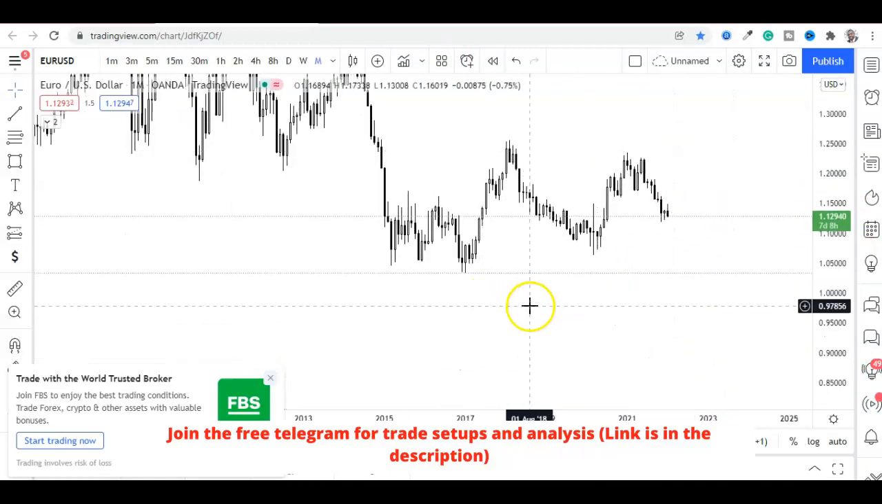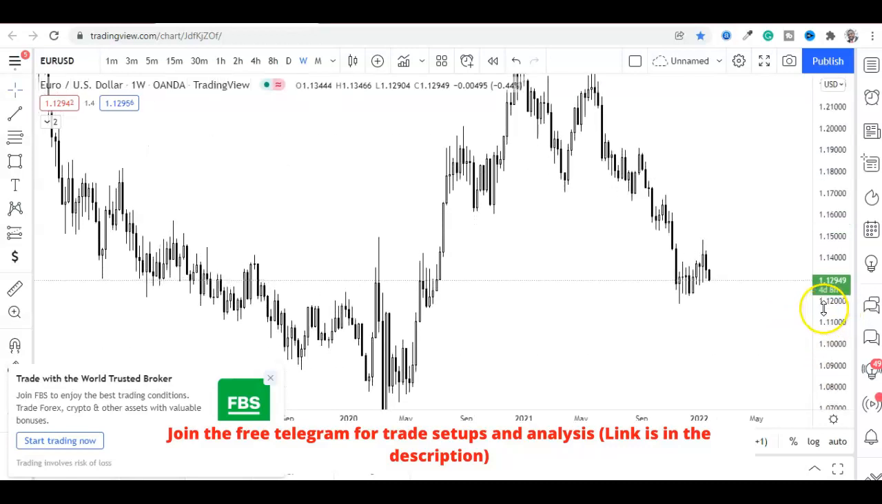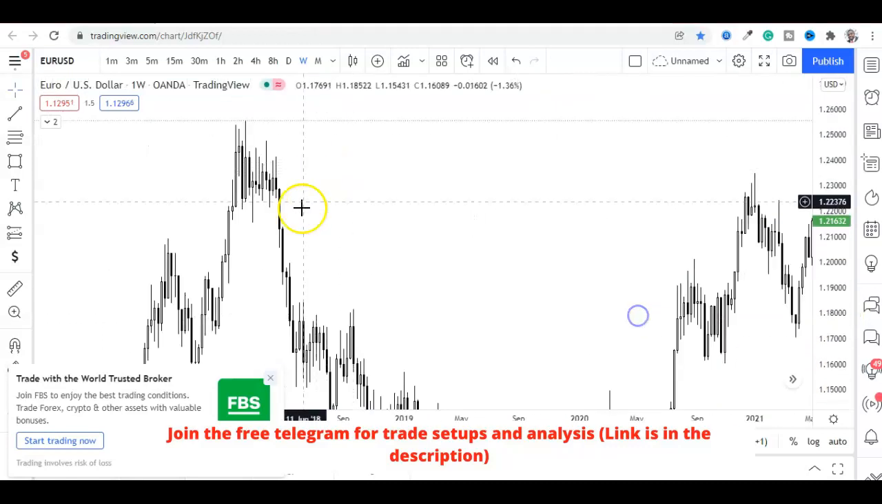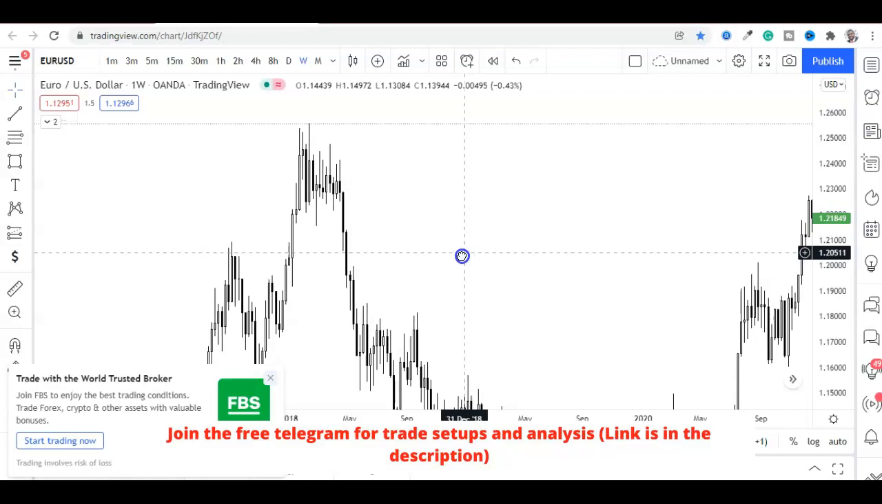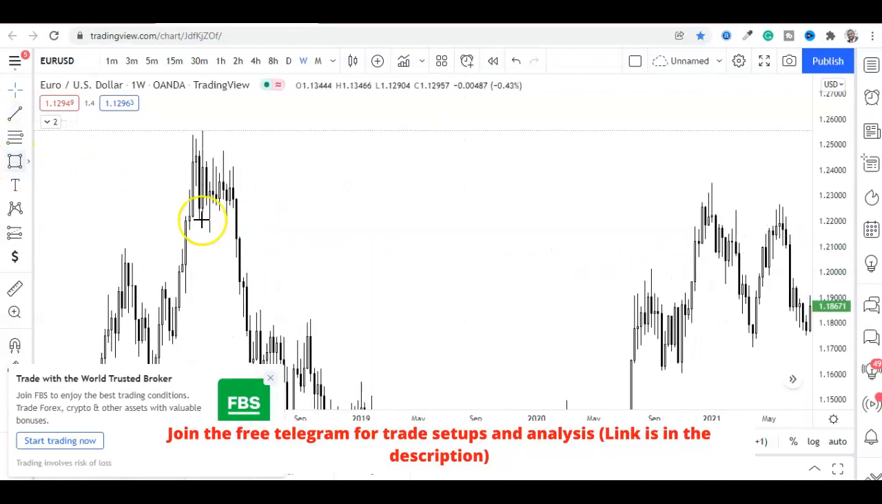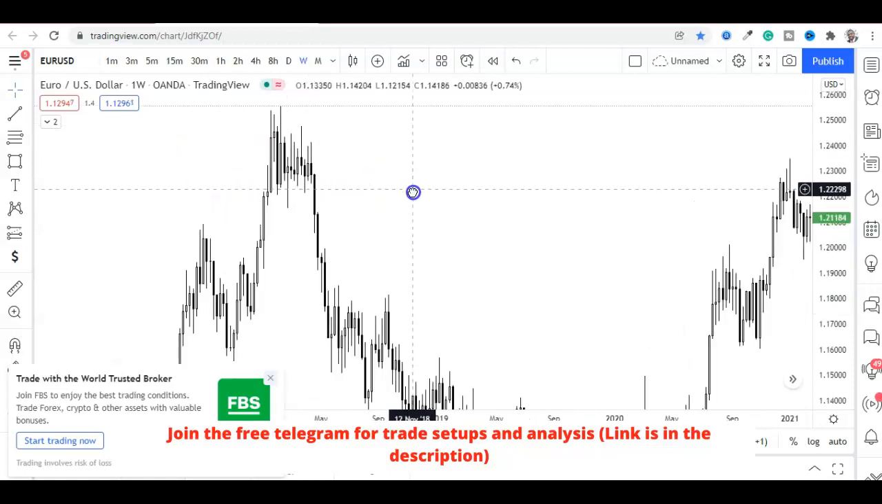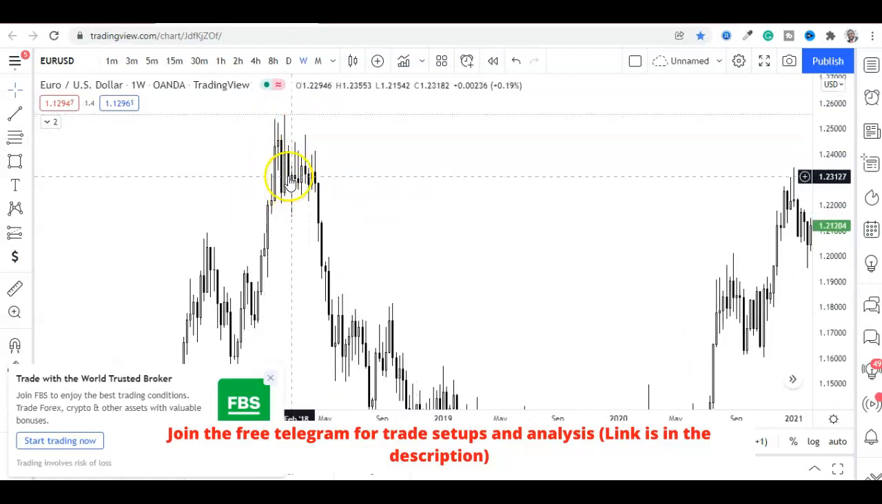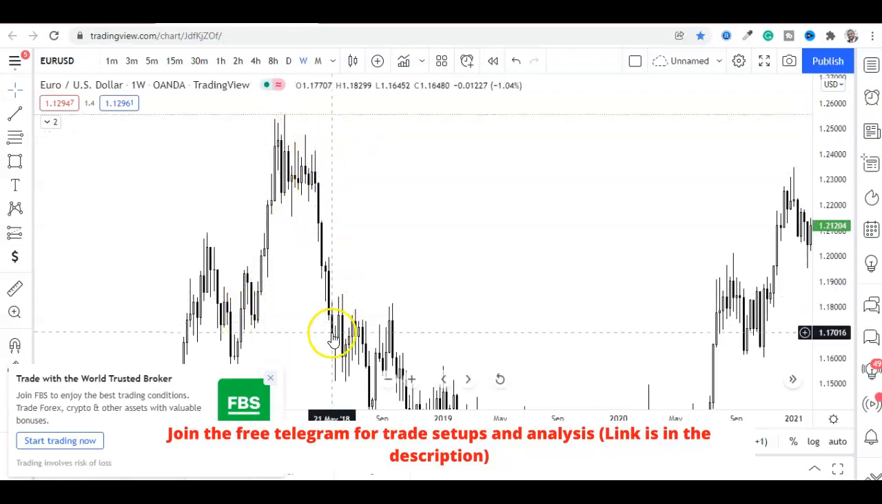As usual, I like using the Euro USD for my analysis. So here we are at the chart. Here we are trying to point out the IPA, in this case the imbalance. You can see that after the distribution of prices here, price rallied up, distributed, and then moved sharply down.